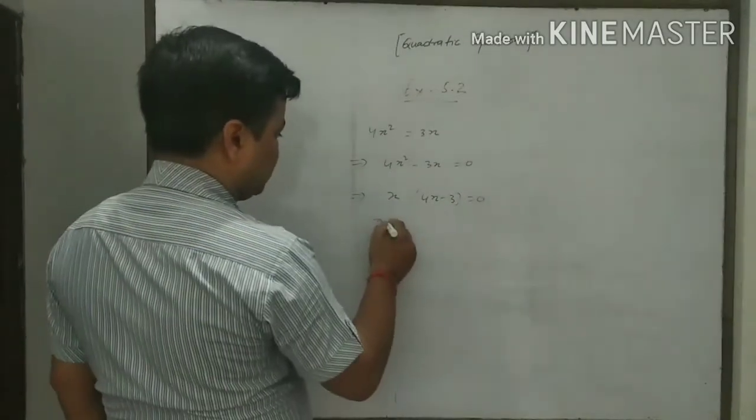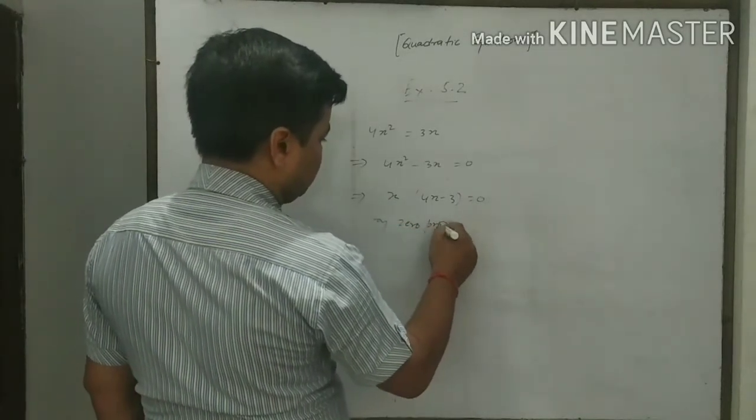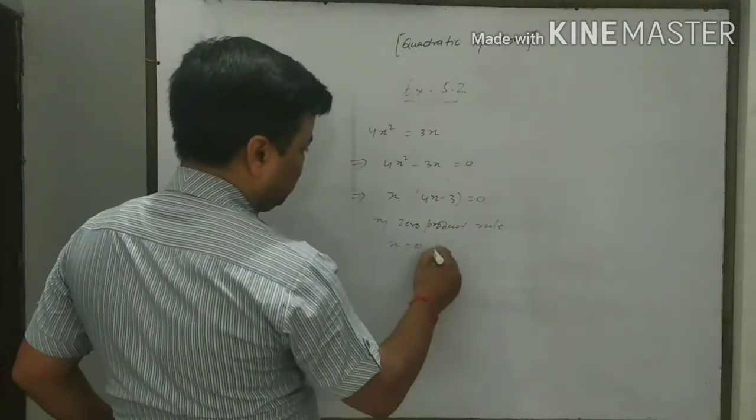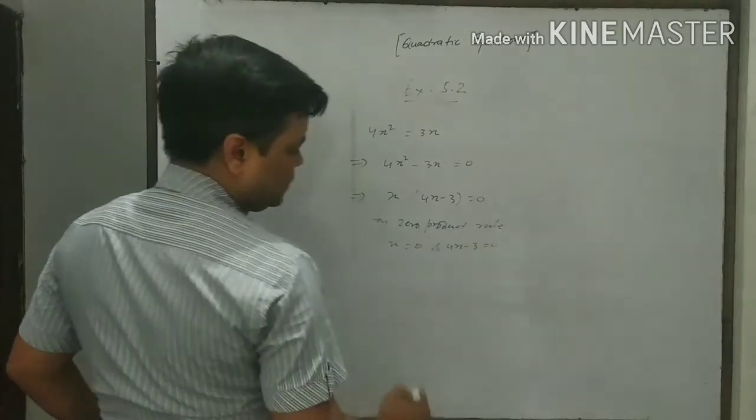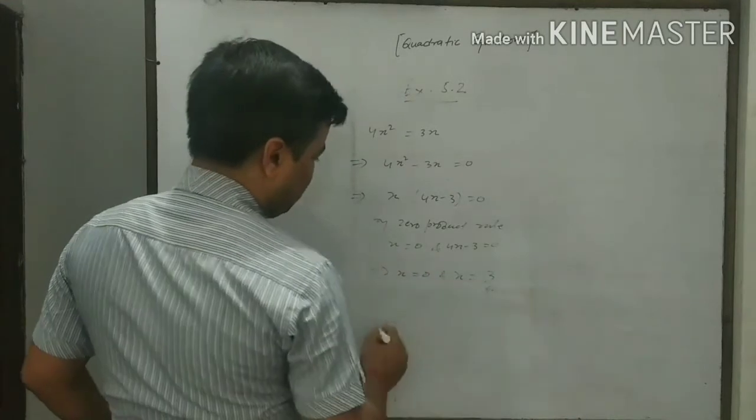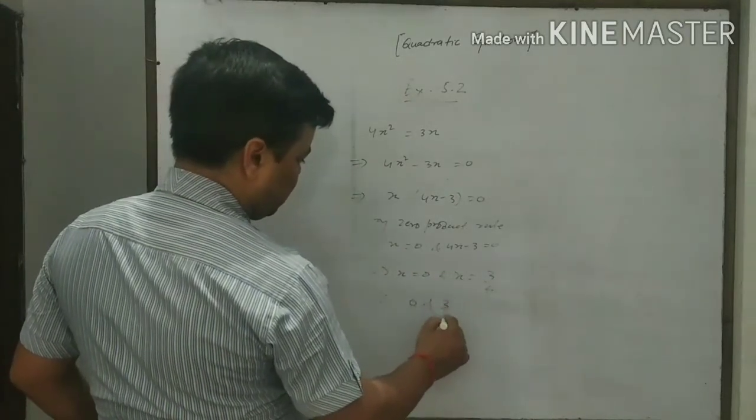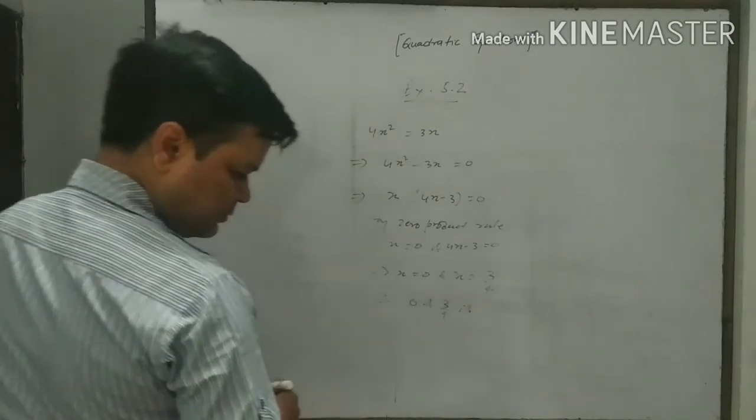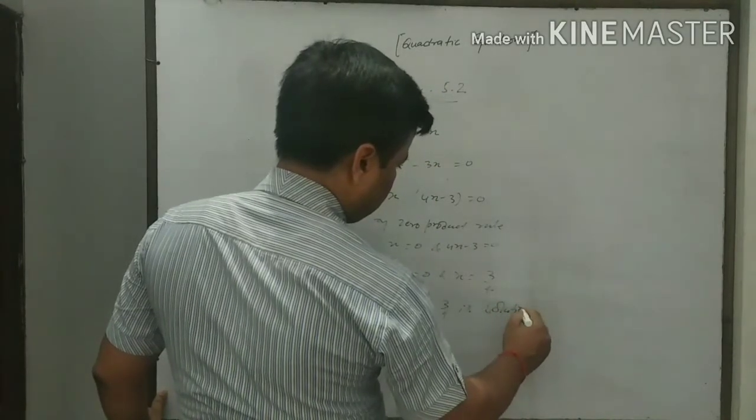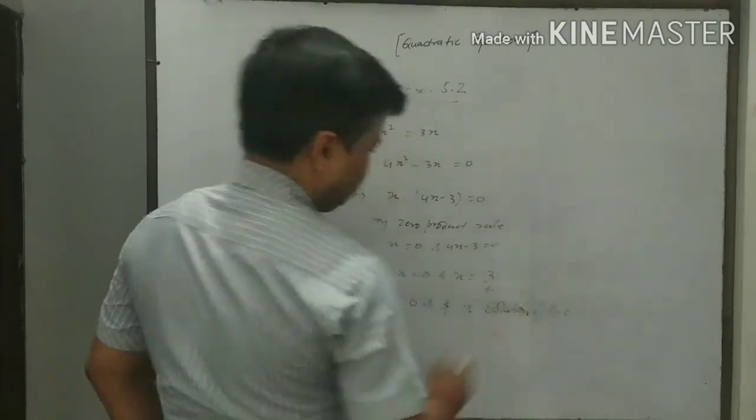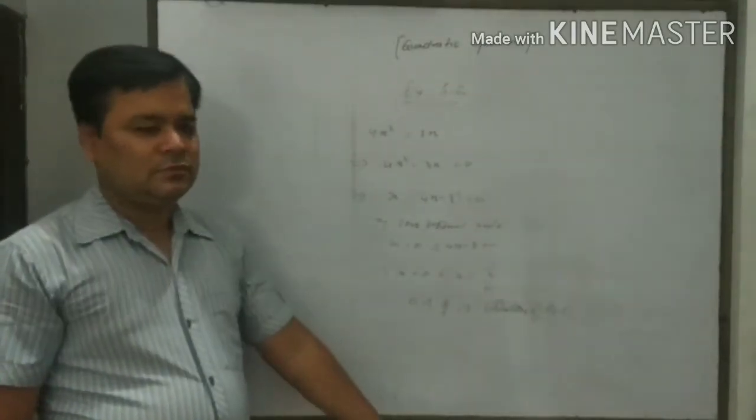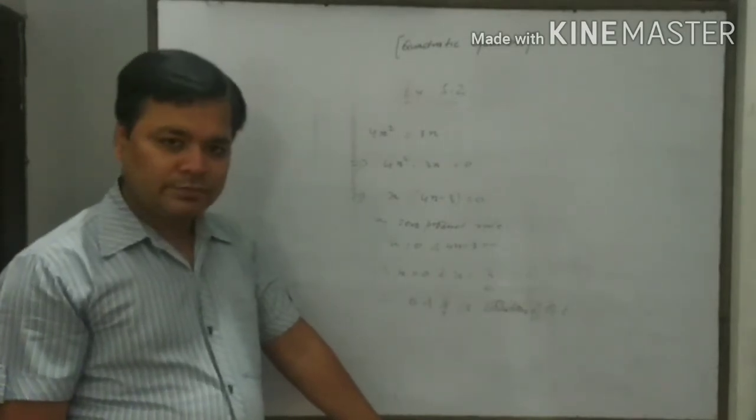Now use zero product rule: x is equal to 0 and 4x minus 3 is equal to 0. This implies that x is equal to 0 and x is equal to 3 by 4. Therefore, 0 and 3 by 4 are the solutions of the given quadratic equation. In this way we find two solutions. This is the method.